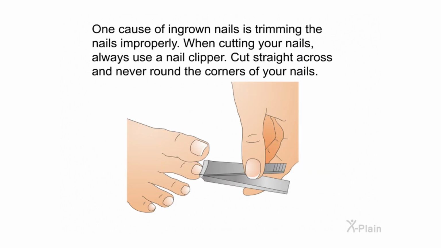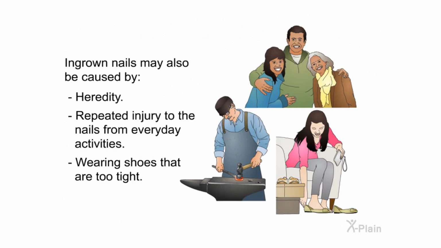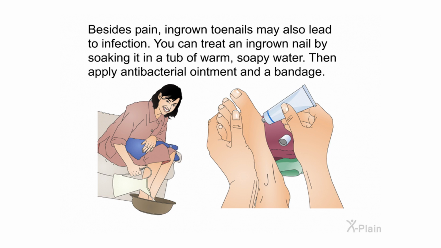One cause of ingrown nails is trimming the nails improperly. When cutting your nails, always use a nail clipper. Cut straight across and never round the corners of your nails. Ingrown nails may also be caused by heredity, repeated injury to the nails from everyday activities, wearing shoes that are too tight. Besides pain, ingrown toenails may also lead to infection.